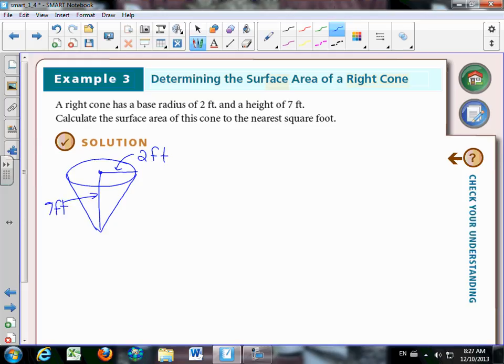Now, if you're going to calculate the surface area of this cone, if you remember the formula for surface area of a cone is pi r s plus pi r squared. Now, they've not given us the slant height, so we need to find that, and that's going to be this value right here. So first thing I need to do is use Pythagoras to find that missing side. Since it's the hypotenuse, because it's across from the right angle, it's going to be c squared equals a squared plus b squared. So c squared equals 2 squared plus 7 squared.